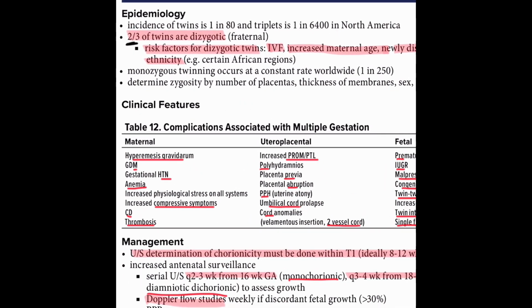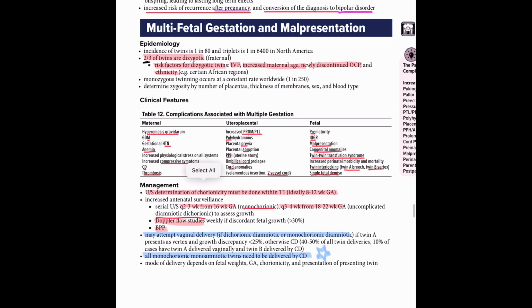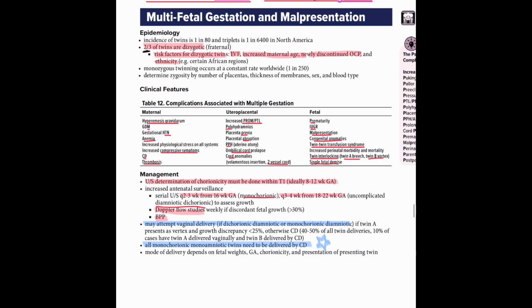And then the risk factors of having a dizygotic twin include in vitro fertilization, increased maternal age, newly discontinued OCPs, and ethnicity. So these are some risk factors which could lead to dizygotic twins. Newly discontinued OCPs, for that I believe, as OCPs do suppress ovulation, and now you just have newly discontinued them, so the ovulation is getting back, and instead of one there's two eggs and then two zygotes and then twin pregnancy, right? So this is dizygotic, fraternal.